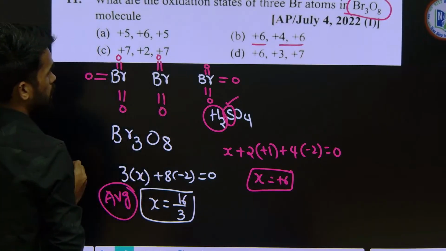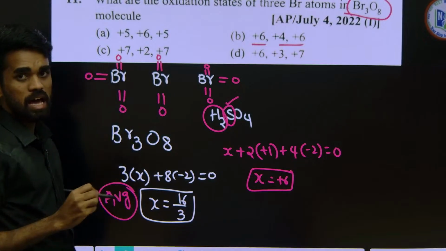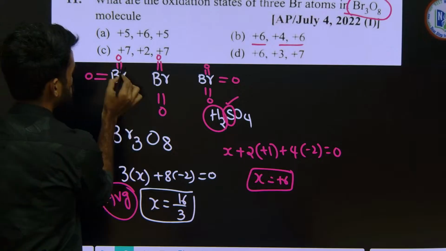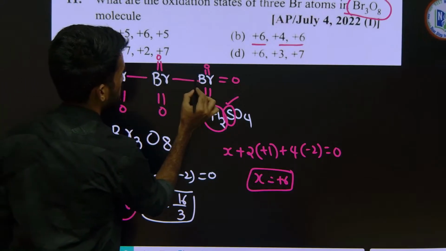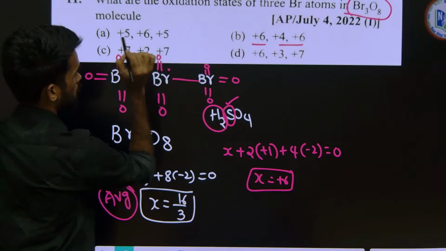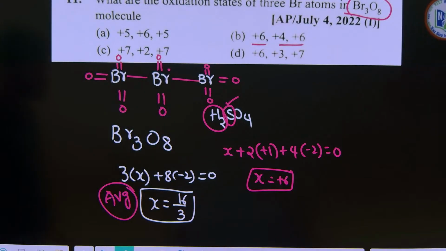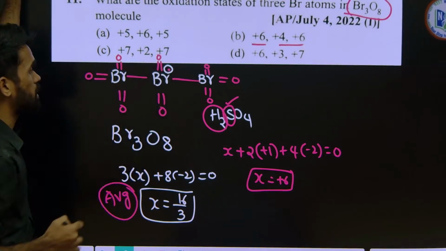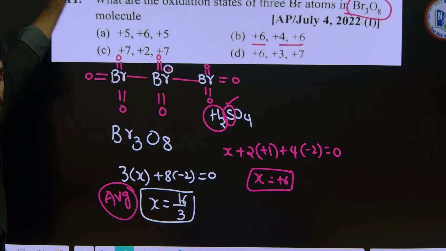Each halogen atom can form a maximum of 7 bonds. So 6 is over, and this is the 7th bond for this bromine. And if you look at this, it now has one unpaired electron here. So this unpaired electron makes it paramagnetic. Now look at the oxidation states of these individual bromines.